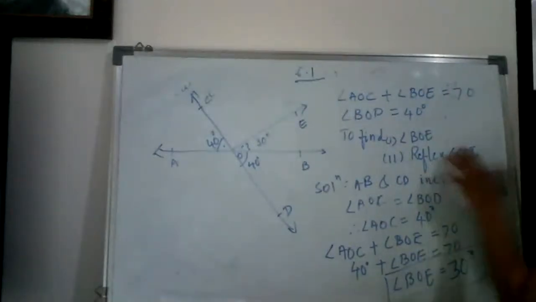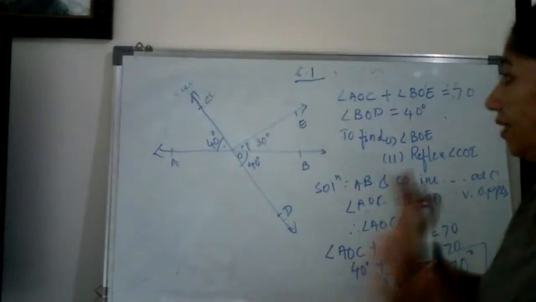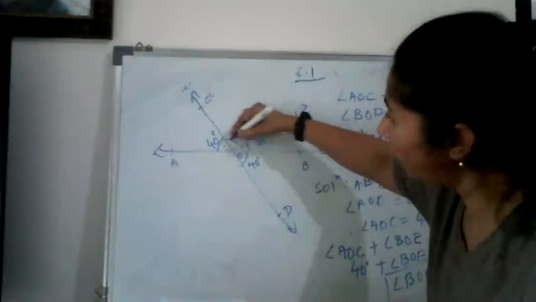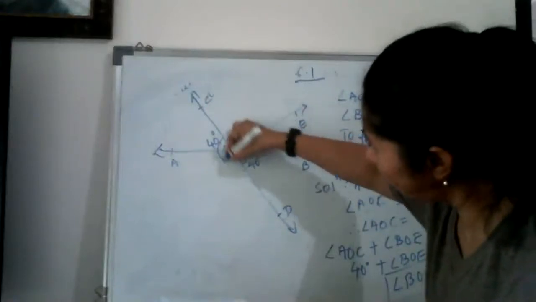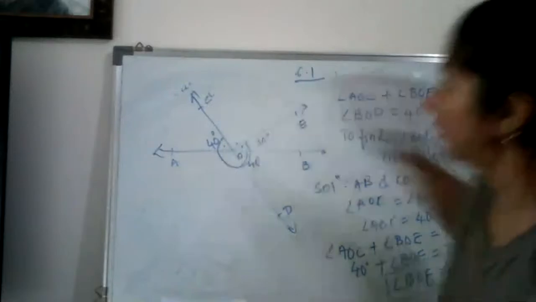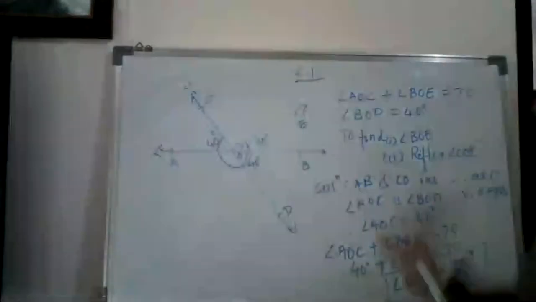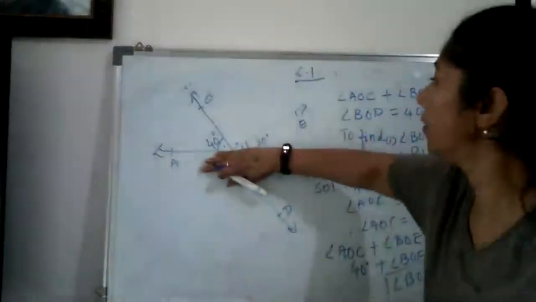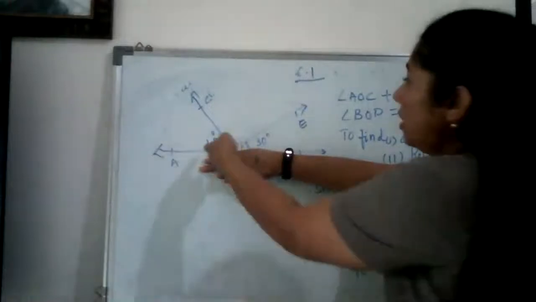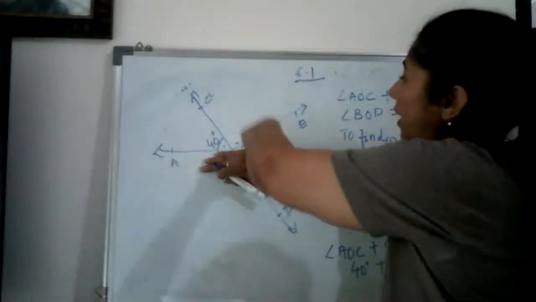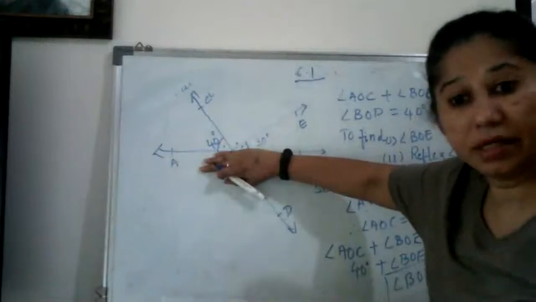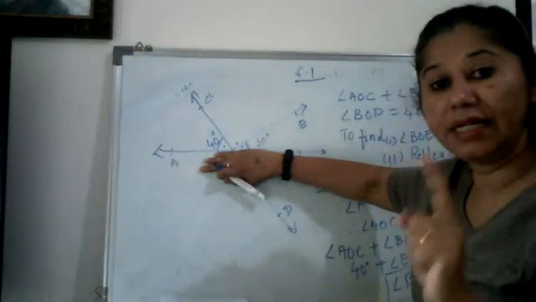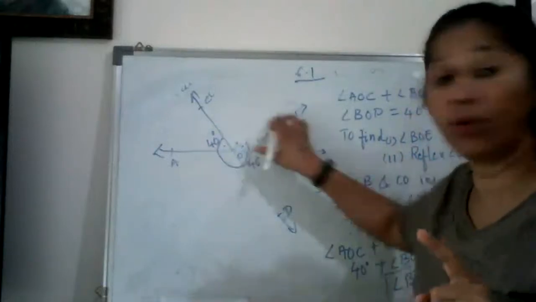Now look at the second part. Reflex angle COE. Where is COE first of all? Okay. So look at this part. COE is here. But you don't want this COE. You want the reflex. So you want this COE. Okay. So two ways. Either you can find out this. Now how to find out this? Look at this part. AB is a straight line. So the sum here, the straight angle, will make 180 degrees. So how much will be COE? It would be 180 minus 40 plus 30. So how much will we get? 110.